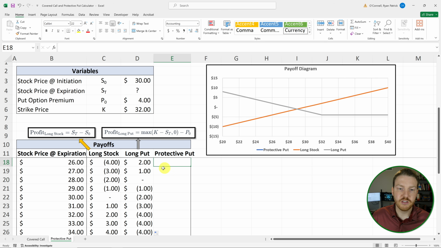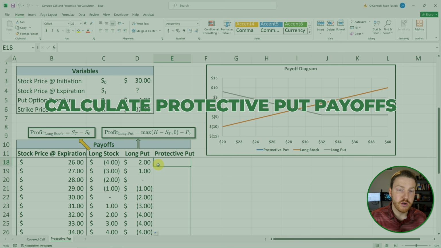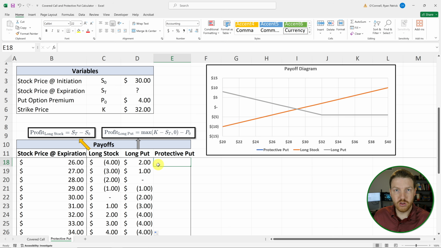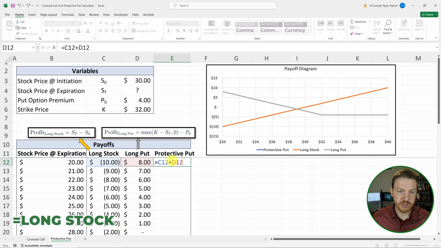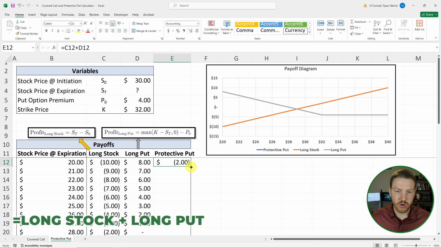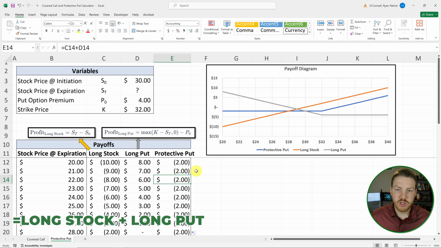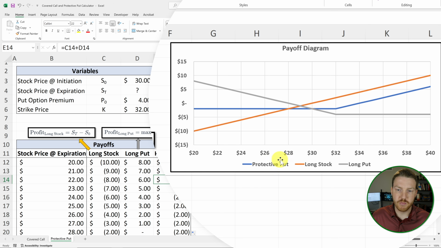So now the protective put is just combining one long stock share with one long put. So we can just add the values of each of these together to find out what's our payoff for the protective put. So it's going to be equal to that plus that, and we'll just shoot that formula all the way down. And so what we're seeing here, and we especially want to compare this blue protective put line with the orange long stock line. So orange is if all we did was just buy a share of this stock. Blue is if we buy a share of the stock and we buy one put.